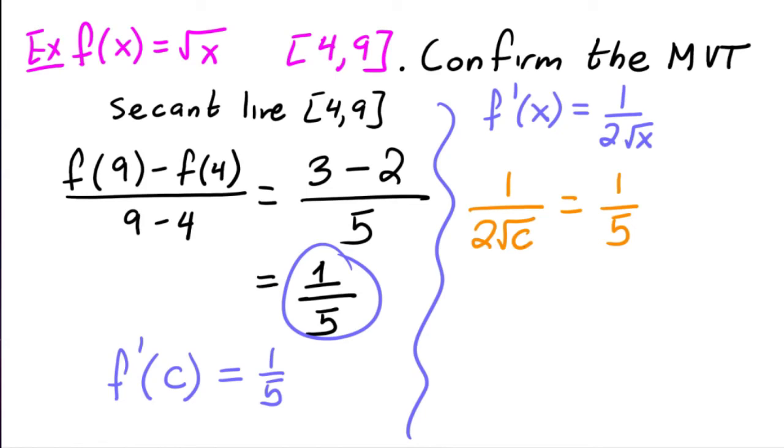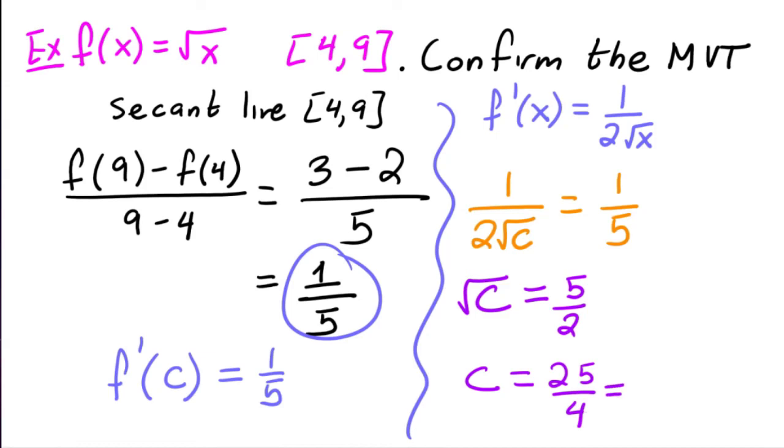So, do my a little algebra here. I would get that square root of c is equal to 5 halves, and so then c is equal to 25/4, which is, let's just turn it into a mixed fraction, 6 and 1/4. So notice that 6 and 1/4 is in between 4 and 9, and so that's all the mean value theorem says.